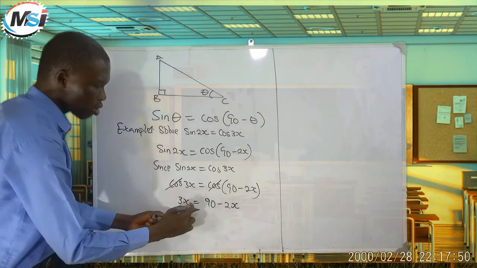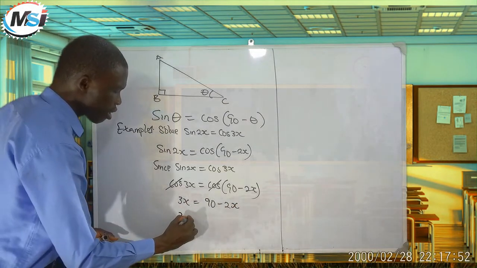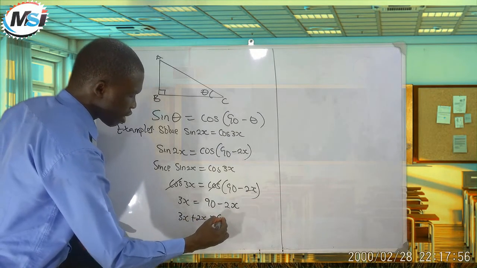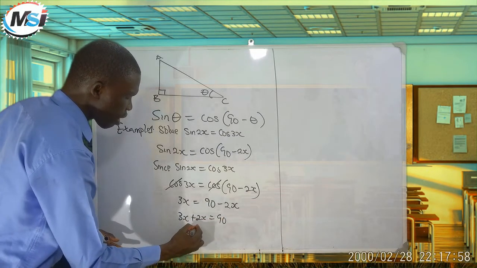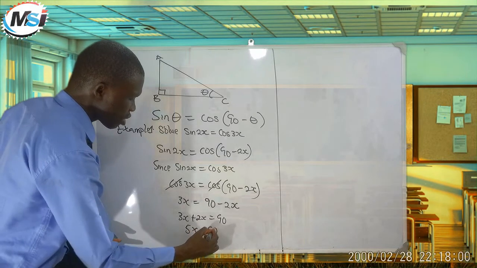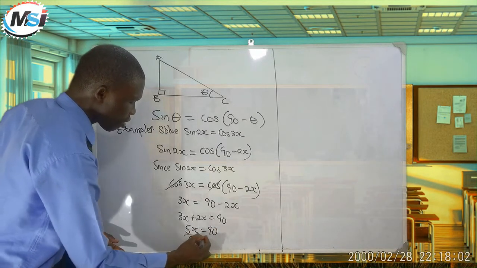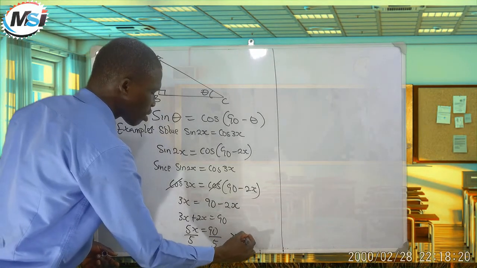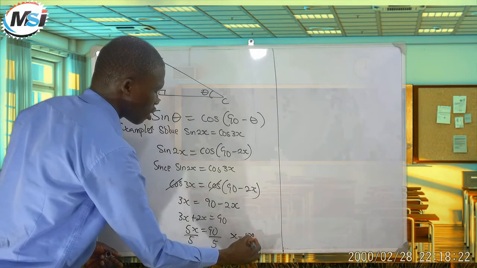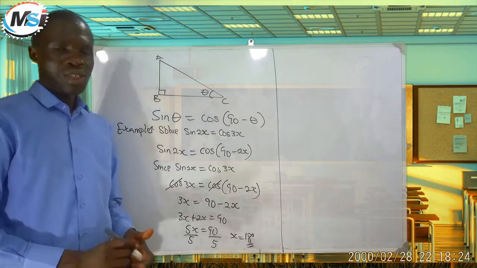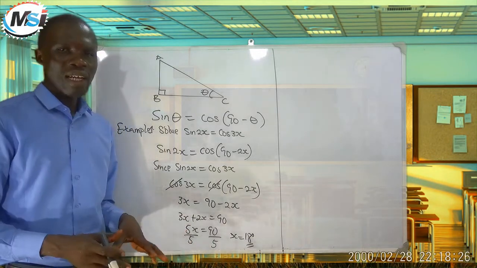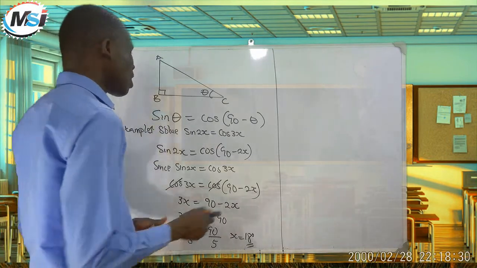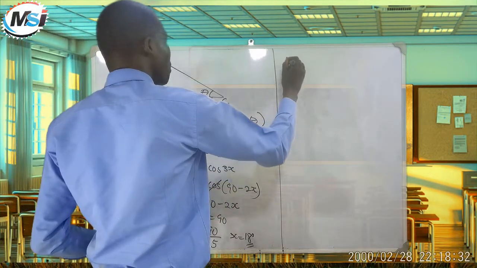Now when this one crosses to this side, we are going to have 3x plus 2x equals 90. So this will give us 5x equals 90. Divide this by 5, divide this by 5. That means x will give us 18 degree. I believe you understand that, right? Now let me give you another question if you find it very difficult.